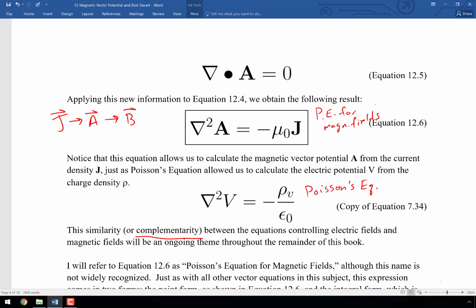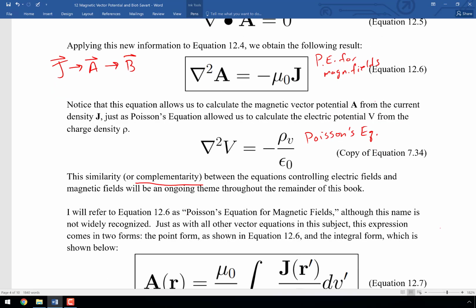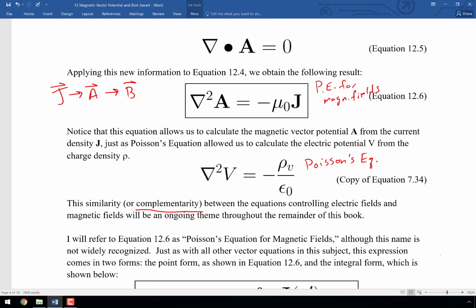But you may notice that this equation, 12.6, is a little bit problematic because it is a differential equation. We've kind of hidden the differential nature of it in the Laplacian operator here, but remember that that's actually a sum of 3 second partial derivatives in each of the 3 dimensions. So it's actually a differential equation, which means that it's not an easy thing for us to solve.